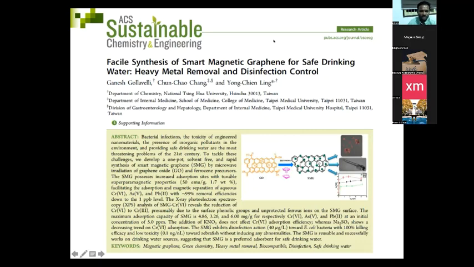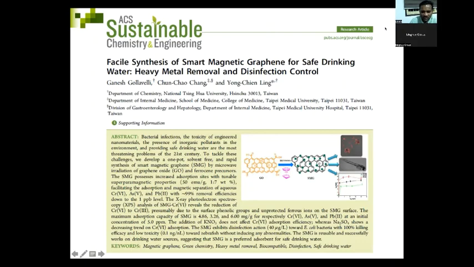Okay, sure. So this is the work I'm going to present today: facile synthesis of smart magnetic graphene for safe drinking water, like heavy metal removal and killing bacteria, so-called disinfection control. Here we prepared graphene oxide and made it magnetic. The optimum material is called a smart magnetic graphene because it is able to kill bacteria, it's biocompatible, and it is also able to remove many heavy metals. Next slide, please.